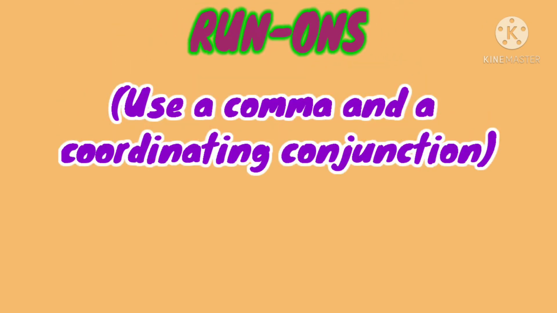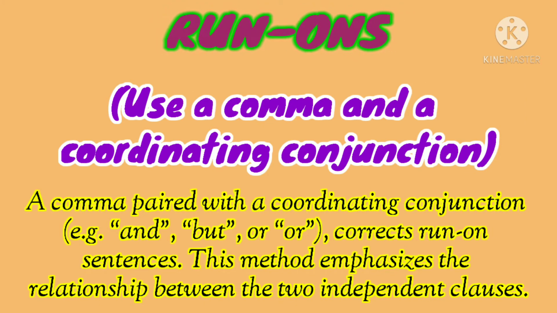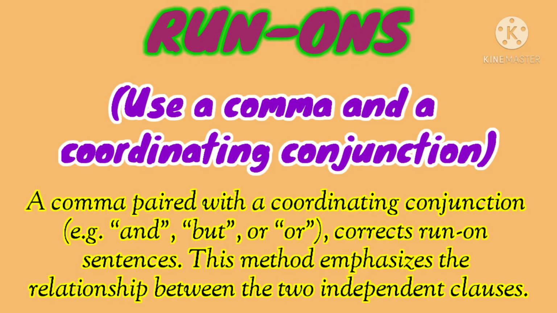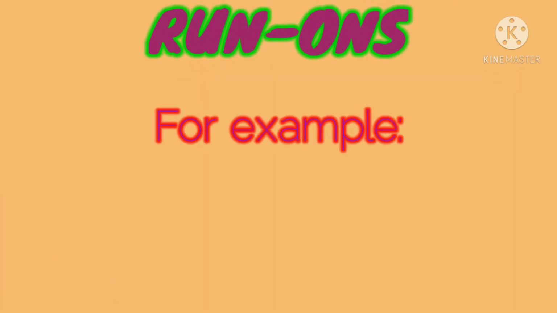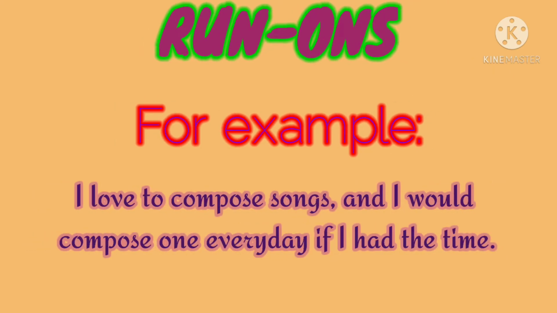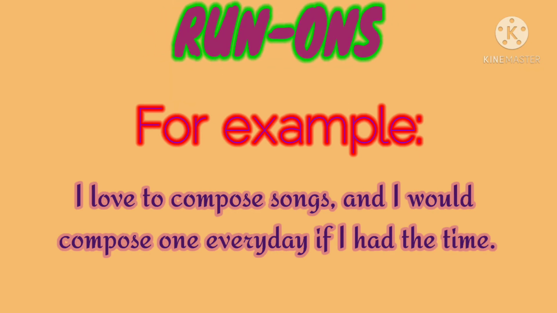The second one is to use a comma and a coordinating conjunction. A comma paired with a coordinating conjunction like and, but, or corrects a run-on sentence. This method emphasizes the relationship between the two independent clauses. For example, I love to compose songs, and I would compose one every day if I had the time.